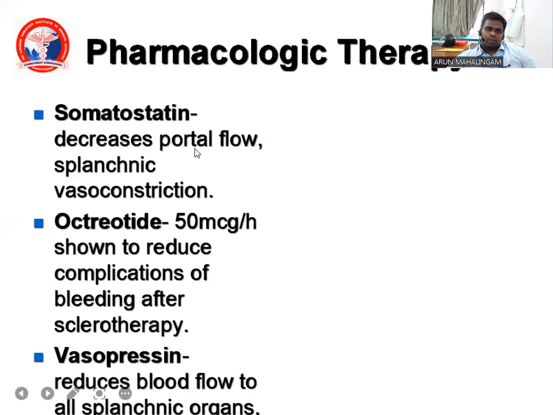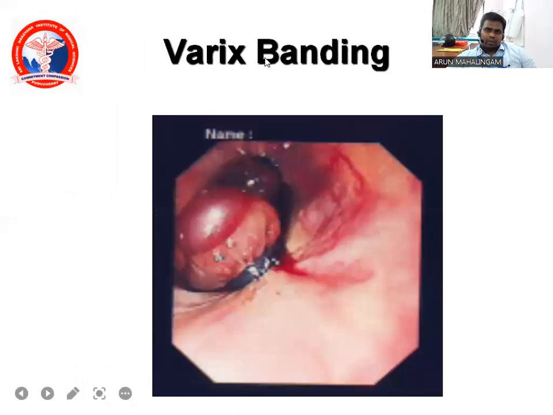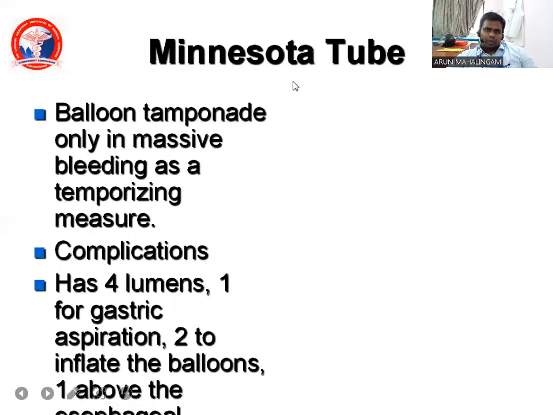Pharmacological therapy: you can start the patient on somatostatin, which decreases the portal blood flow, splanchnic vasoconstriction, octreotide 50 micrograms per hour, given slowly to reduce the complication of bleeding. Complications include fever, stricture, perforation, mediastinitis. This is a picture of variceal banding. Minnesota tube, balloon tamponade, only in massive bleeding as the pressure increases, and it has 4 lumens.